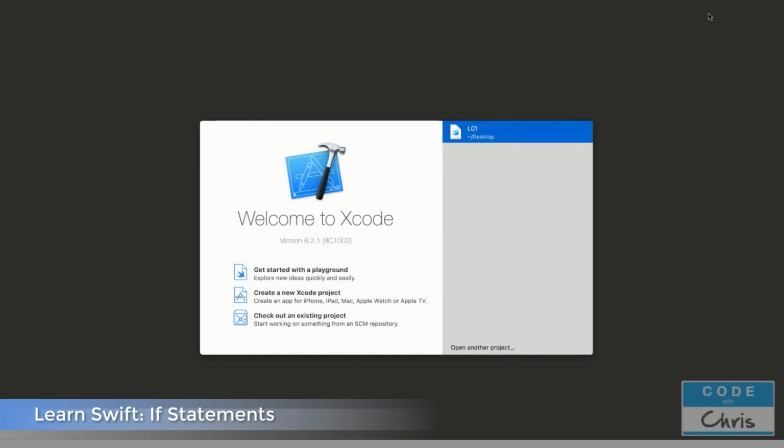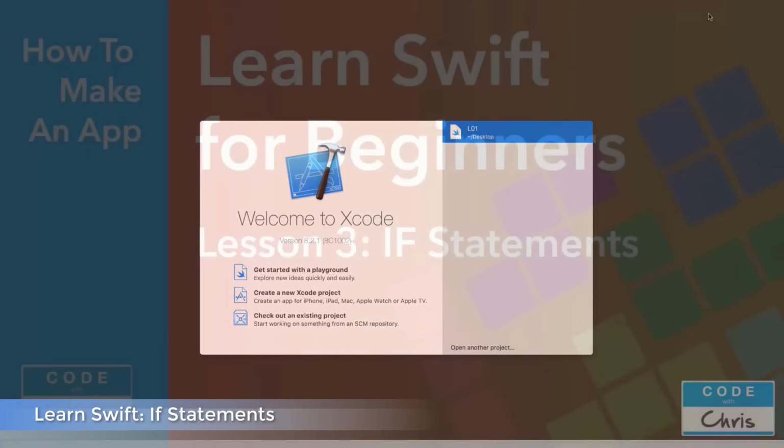Hello, welcome to Learn Swift for Beginners, Lesson 3. In this lesson, you're going to learn how to express some simple decision making in your Swift code using if statements. Alright, let's get started.